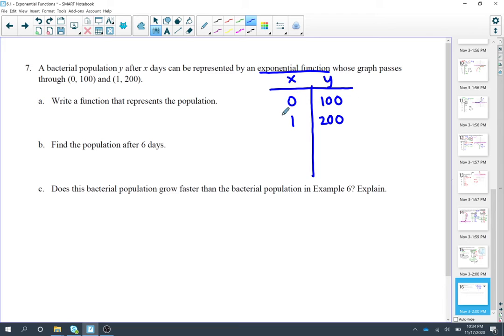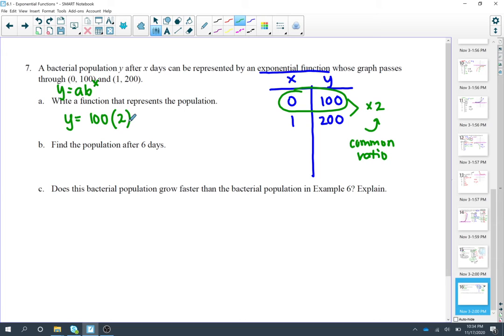So just like before, we go from 0 to 1, and then the question becomes, what's the ratio, or what do we multiply by to get from 100 to 200? We multiply by 2, so I know that the common ratio is 2. In our function y equals a times b to the x power, b is going to be 2. And a is your y-intercept, which is sitting right here. Keep in mind when x is 0, that gives you your y-intercept. So our function is y equals 100, the y-intercept, times 2, our common ratio, to the power of x.